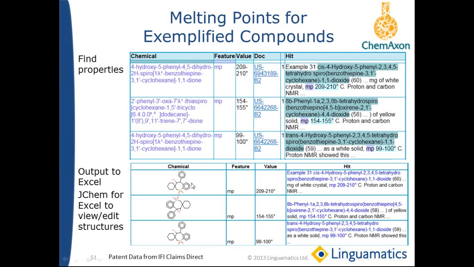We can output to Excel and then use JChem for Excel to show the images of the chemical compounds, and you can click through and open those up in an editor. And so you can present the results, export to Excel, and then slice and dice them within Excel.